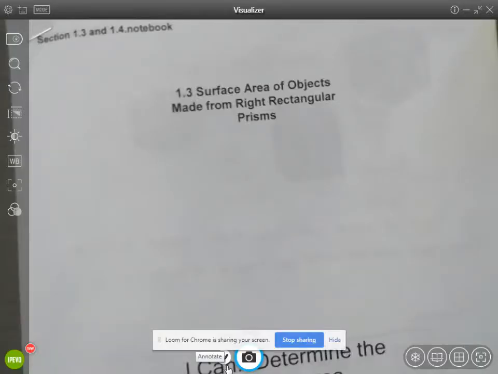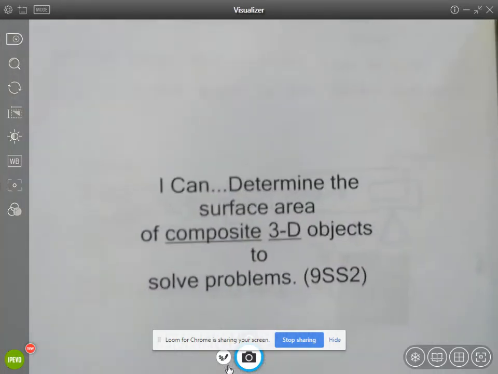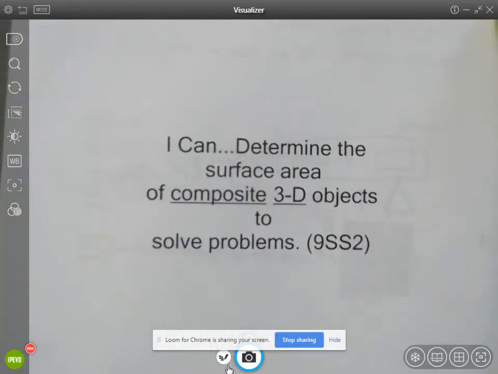Morning. This morning we are going to look at surface area of objects with right rectangular prisms. I'm going to be doing this with my document cam so I can show you things. Hopefully it comes across, and I might have to move a little bit slowly so things don't freeze. What you should be able to do in this unit is determine the surface area of composite 3D objects in order to solve problems.